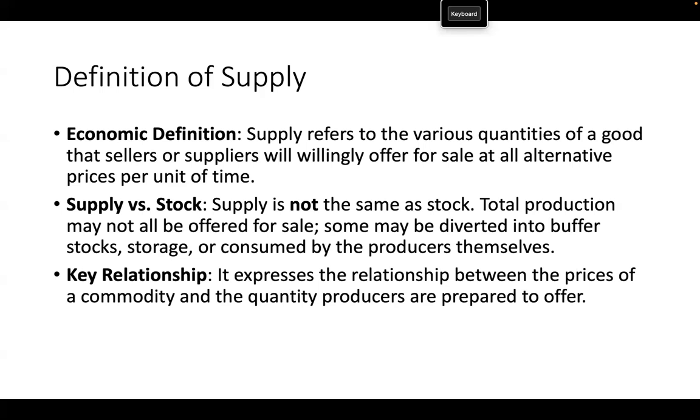So when the supplier or the producer is willing and able to offer that product to the market at a given price within a specific period of time, we are saying that there is supply. Supply refers to the quantity of goods and services that producers are willing and able to offer for sale at a given price within a specific period of time. The key relationship is that it expresses the relationship between the price of the commodity and the quantity the producers are prepared to offer for sale.